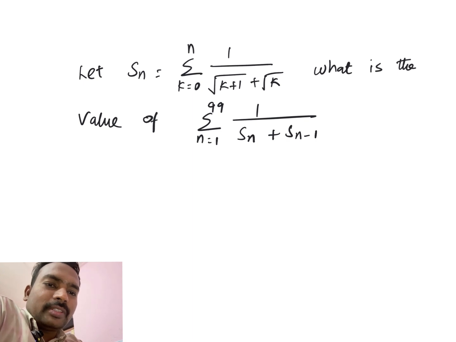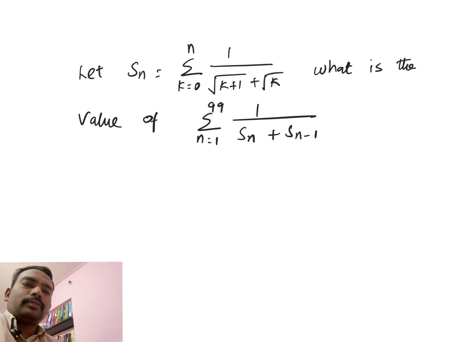Today I am going to discuss with you a very interesting question, IOQM. So Sn is given to you: summation k varies from 0 to n, 1 by square root of k plus 1 plus square root of k. What they are asking: what is the value of summation varying from 1 to 99, 1 divided by Sn plus Sn minus 1. For this kind of question, you have to use the telescopic series.